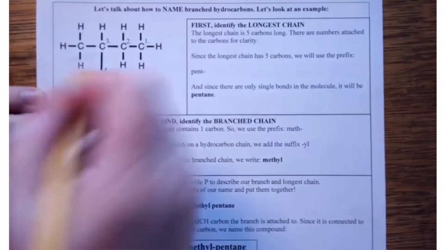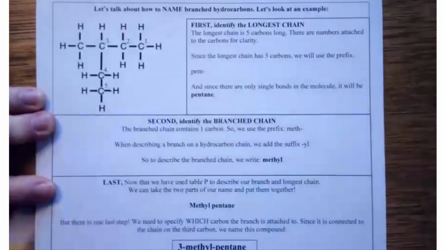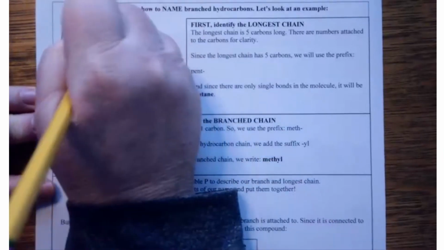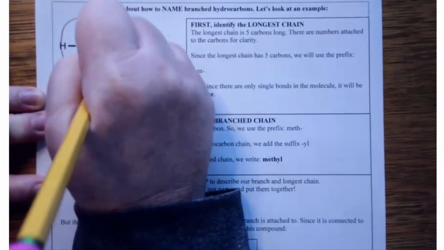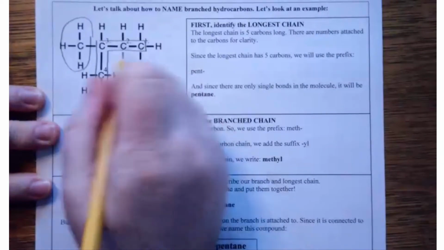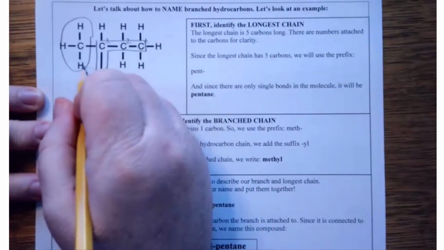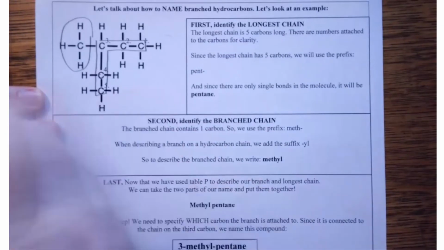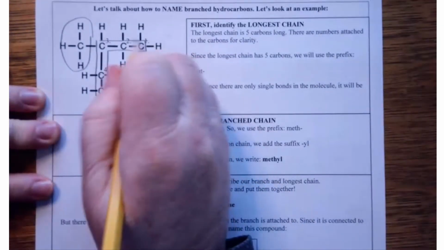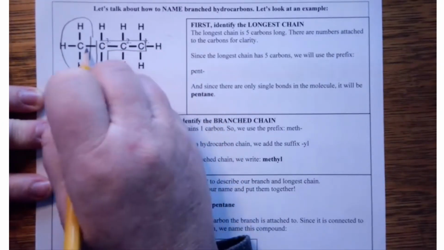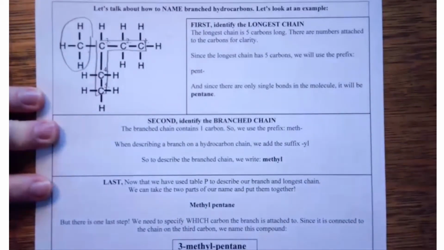Okay? So I could number it. So what part is the branch? It's this, right? And this is the chain. It's just not straight, and that's okay. All right. Now, in order to number it, I have to number it in a way that this branch has to be on the lowest number. So I could count this way, 1, 2, 3, and the branch is on 3. Or I could count this way, 1, 2, 3, and the branch is still on 3. So it doesn't matter.